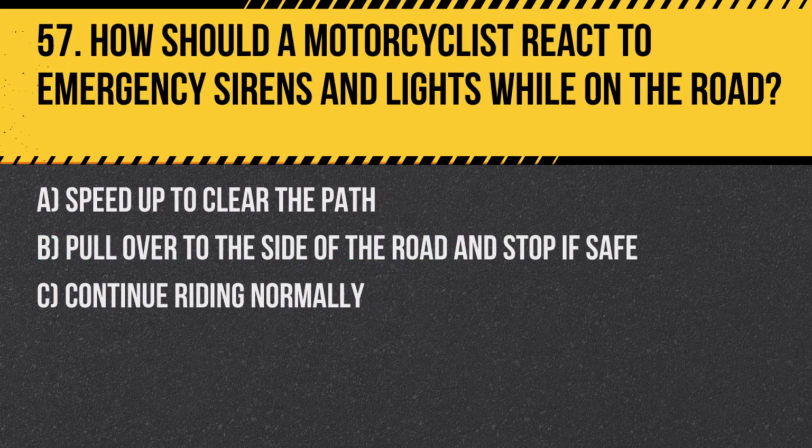Question 57. How should a motorcyclist react to emergency sirens and lights while on the road? A. Speed up to clear the path. B. Pull over to the side of the road and stop if safe. C. Continue riding normally. Answer: B. Pull over to the side of the road and stop if safe. This action helps clear the way for emergency vehicles.